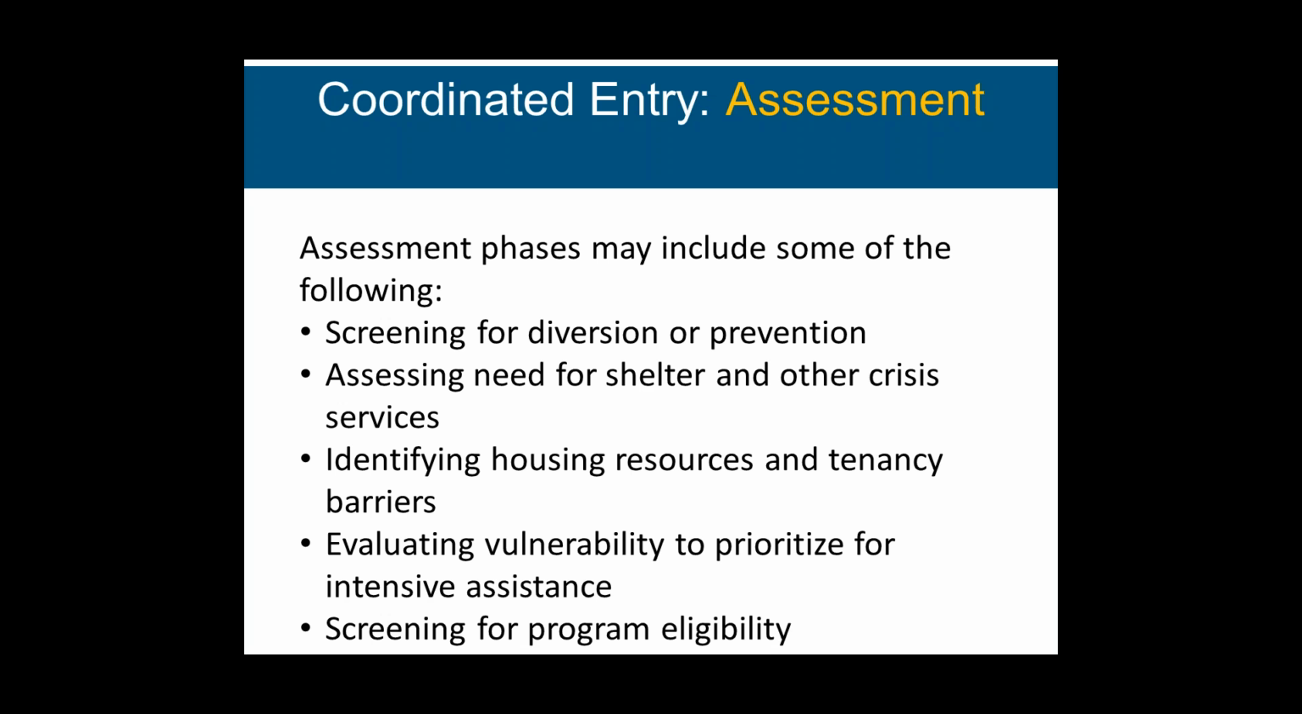And we might want to phase this, and a lot of communities are doing this, where they might screen for diversion. They might assess shelter needs and other crisis services up front. And then move on to identifying housing resources and tenancy barriers for the person after a couple of days, and evaluating vulnerability to prioritize them for other kinds of assistance and program eligibility. So there are ways to phase your assessment. There are many examples of different types of phased assessments. We have one on our website, and many other communities are using this process as well.